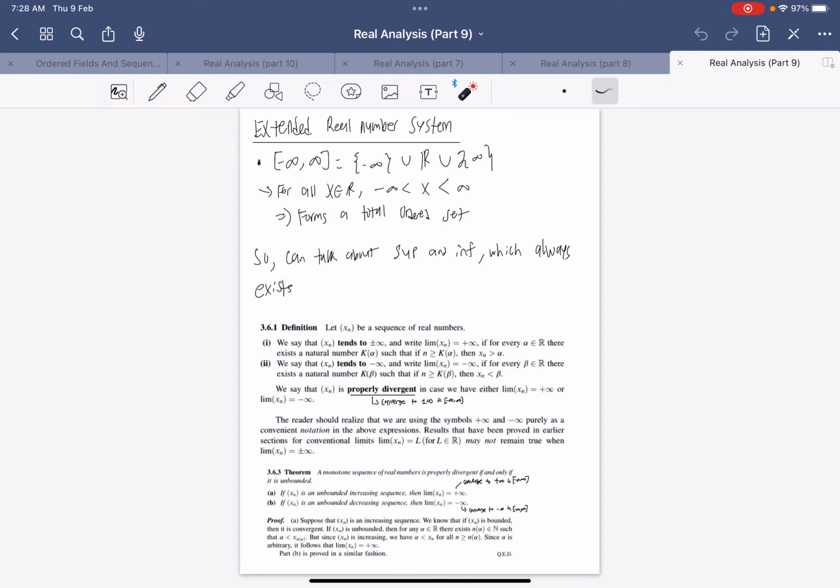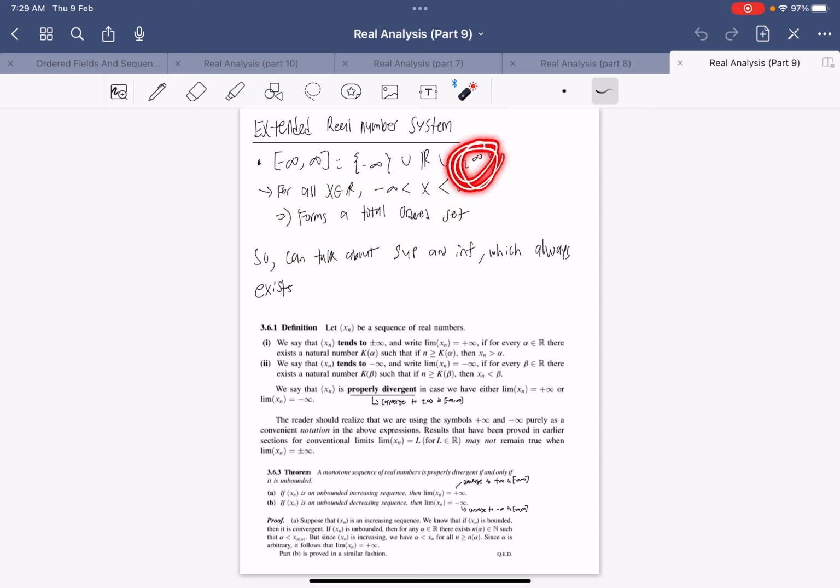system, where it is just the real number system, but you have 2 points, and these 2 points are labeled infinity and minus infinity, and they just represent points or elements that are greater than all real numbers for infinity and less than all real numbers for minus infinity. And because of that, it now forms a totally ordered set.